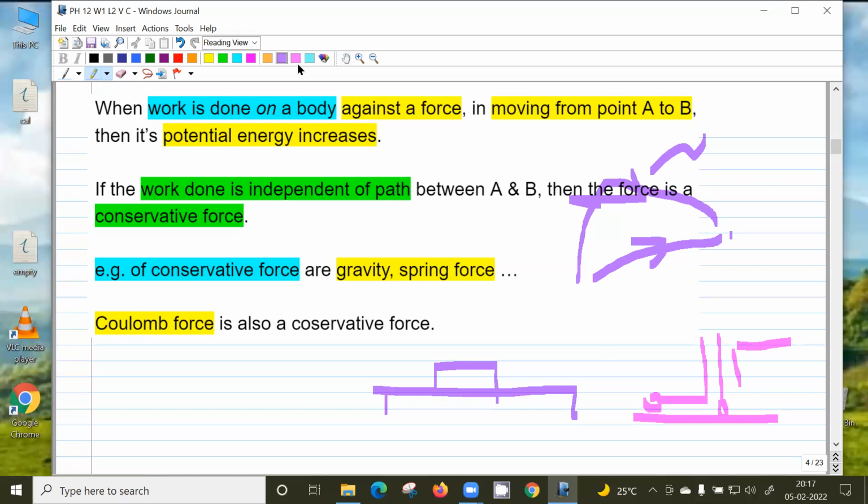Here I made a little bit of a mistake. One path is a straight path from here to here. Another path is, say, I move like this and move like this. In the case of gravity, the work done along these two paths is the same.